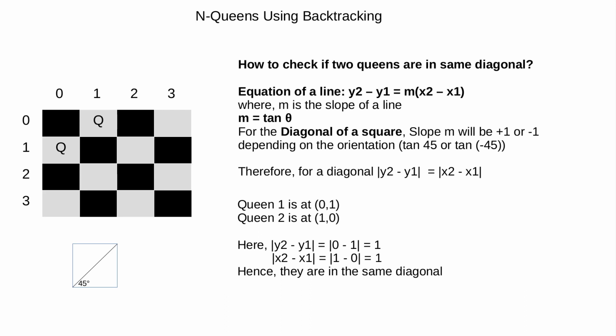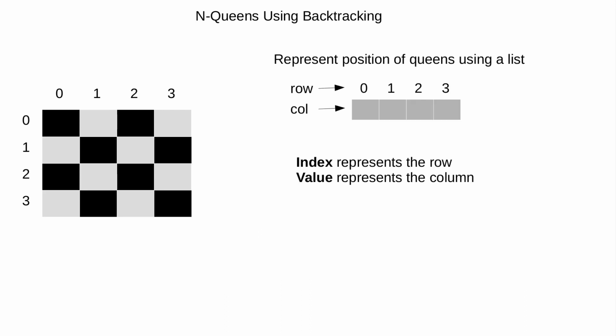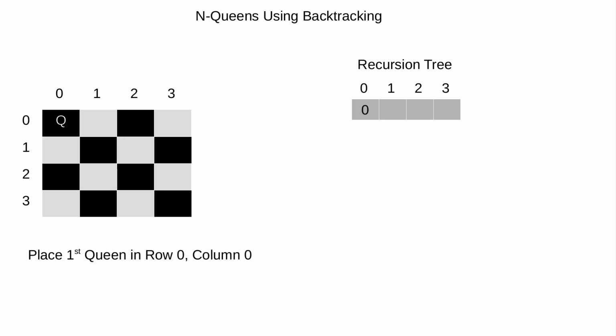Now to program this, let us try to use a list. The index of the list gives the row number and the values in the list give the column number. So queen 1 will always be placed in row 0, queen 2 in row 1, queen 3 in row 2, and queen 4 in row 3. Now with this background, let us try to visualize this. So we'll try to place queen 1 in row 0 and column 0. This placement will be successful because there is no other queen to attack queen 1.